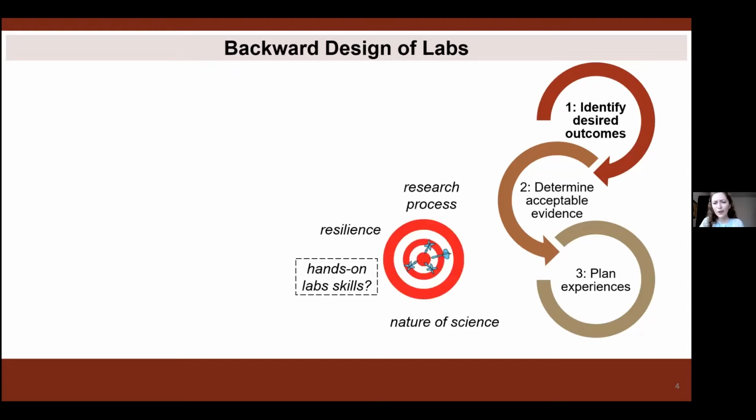While I would say that there's been a lot of work done in understanding the objectives for helping students through a research process or understanding the nature of science, I question whether we have really identified what the goal is in terms of what types of hands-on skills students need to be learning.